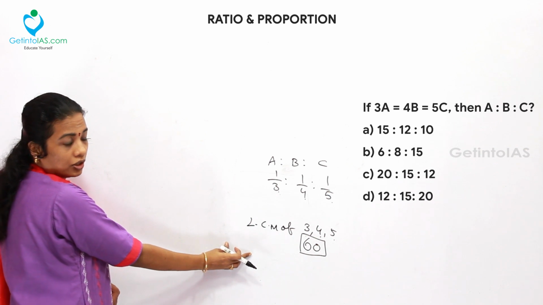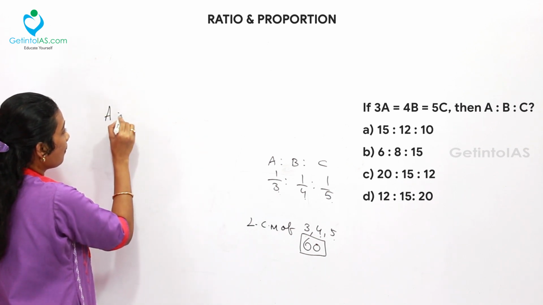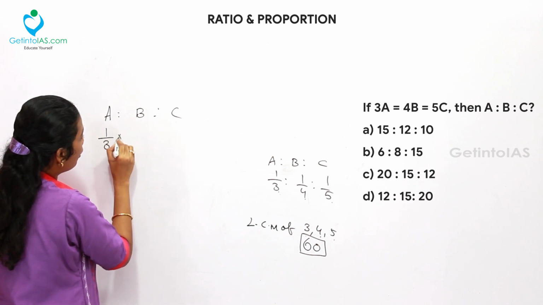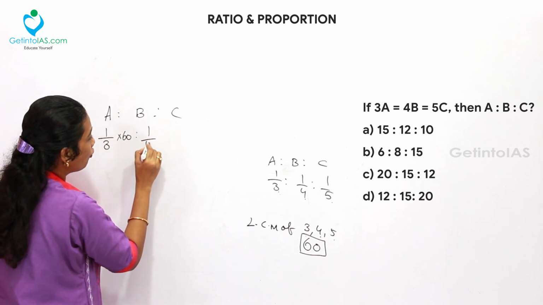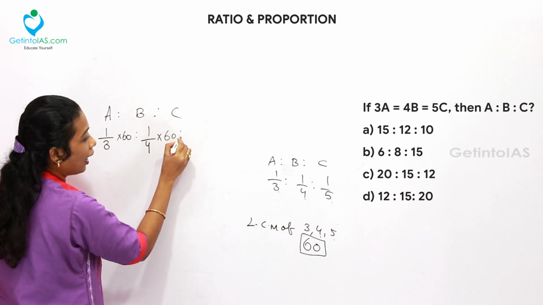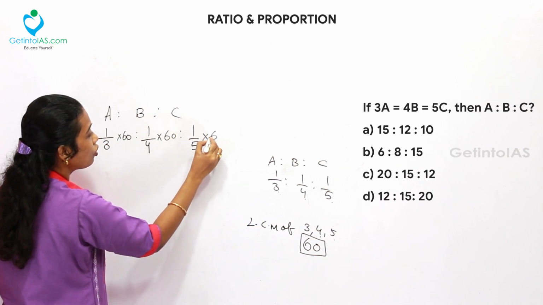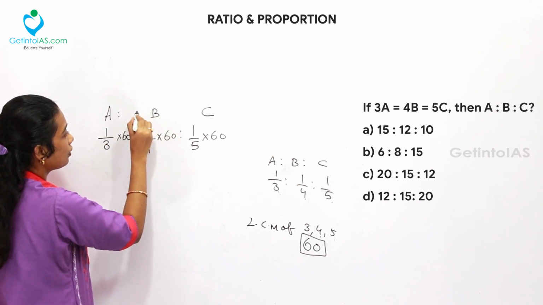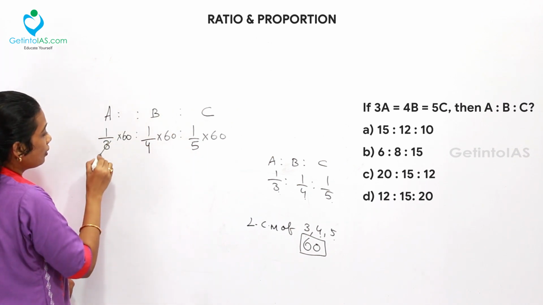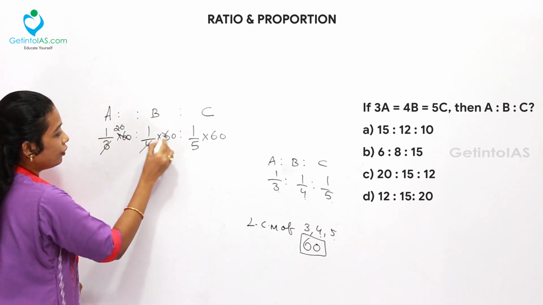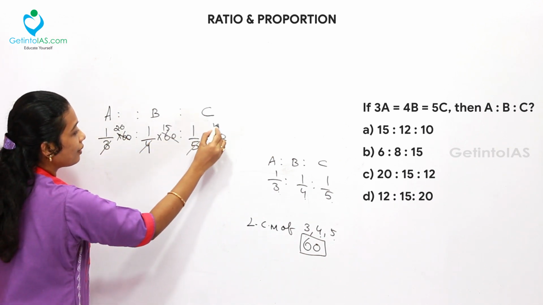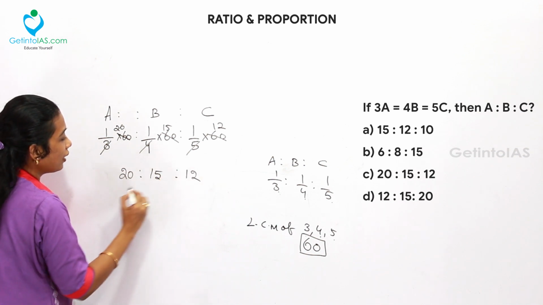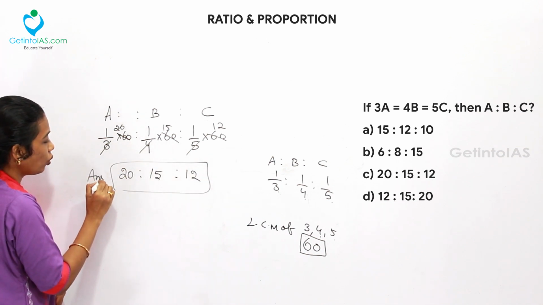Now simply take A, B, C: 1 by 3 into 60, 1 by 4 into 60 and 1 by 5 into 60. This is the value for C. Here this is B. Now cancel it. Here 20, here 15 times, here 12 times. Finally 20 is to 15 is to 12, and that is the answer for this question.